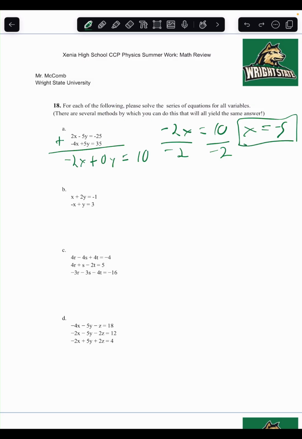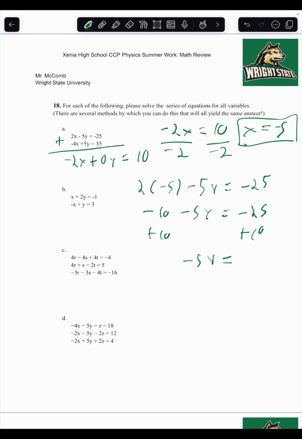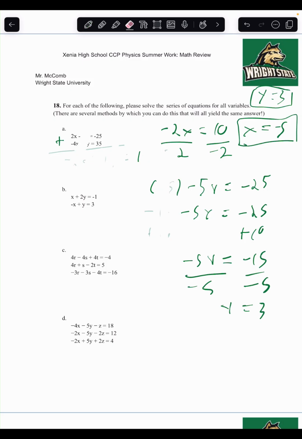So if x is equal to negative 5 in this case, I can say that 2 times negative 5 minus 5y equals negative 25. 2 times negative 5 is negative 10, minus 5y equals negative 25. Add 10 to both sides, and we get negative 5y equals negative 15. Divide both sides by negative 5 to solve for y. We get y equals 3. So this first one is x equals negative 5 and y equals positive 3. And because I used up some space for that, I'll go back and erase all this.